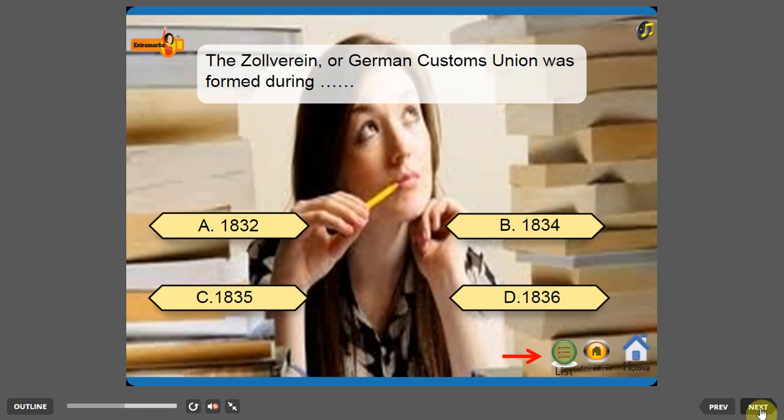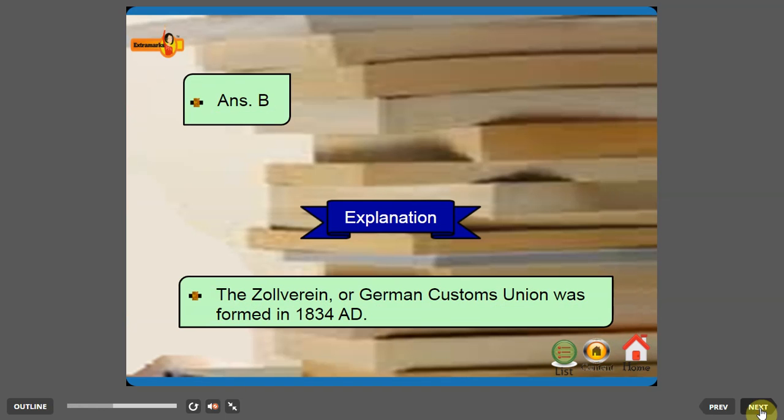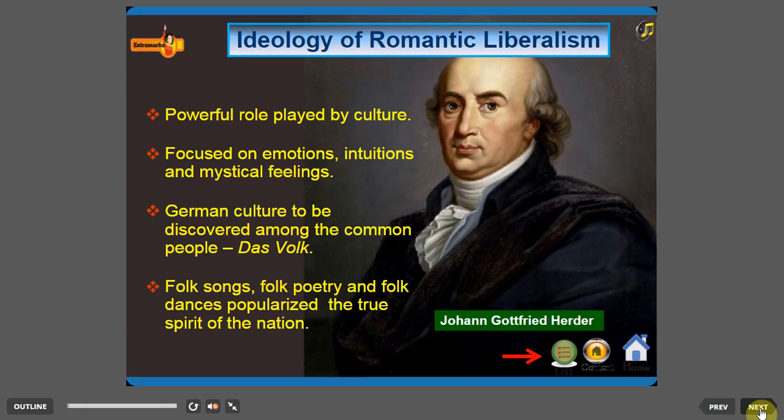Let's see if you are able to answer this question. The Zollverein or German Customs Union was formed during 1832, 1834, 1835 or 1836. The correct answer is 1834. The Zollverein or German Customs Union was formed in 1834 AD.